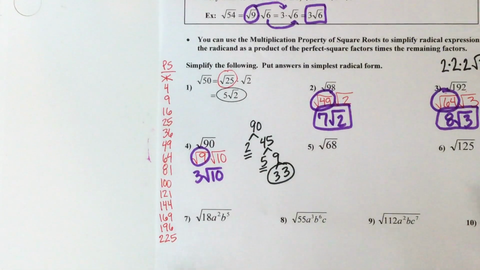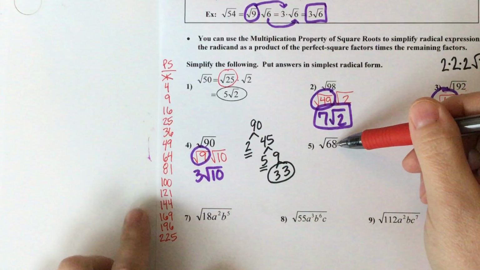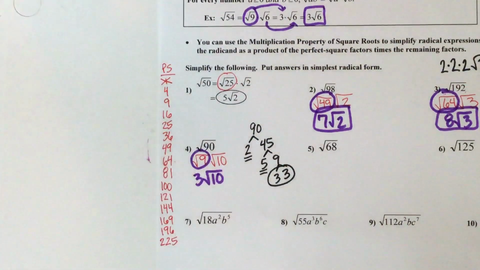Okay, so 68. I need to find the largest number in this list that can go into 68. And remember, never look bigger than the number itself. So I'm just looking from here to here. So let's just start with 4.